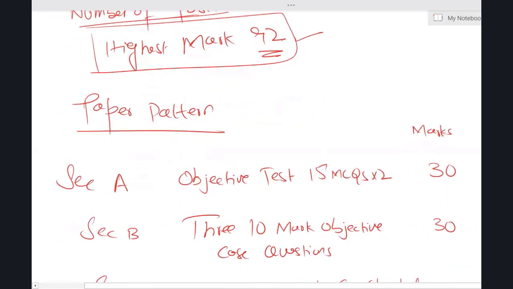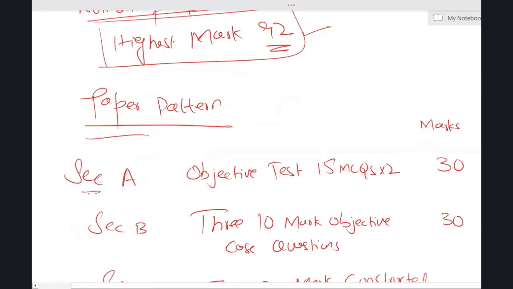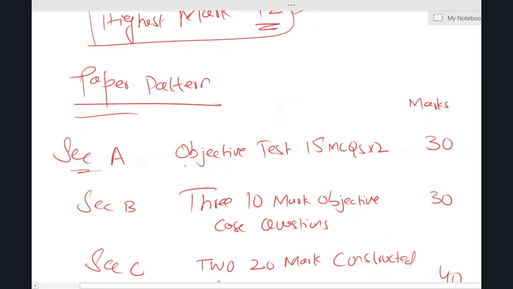Paper pattern, let's quickly discuss. Section A. In section A, students, we have objective test questions. Objective tests are 15 MCQs. Each has 2 marks. So the total marks are 30.